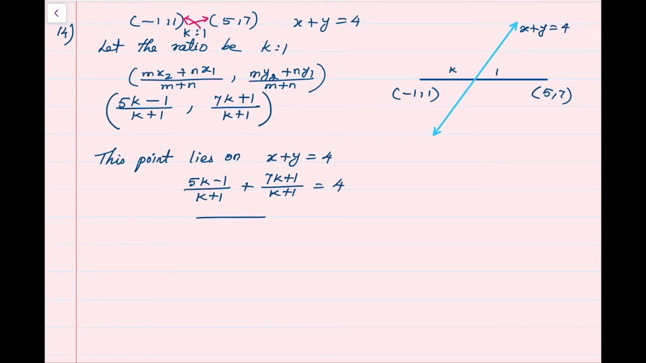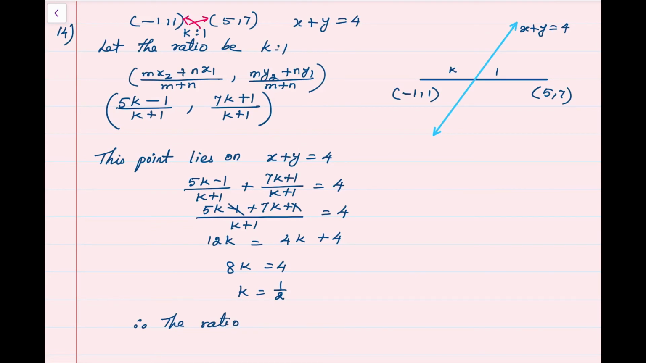We will take LCM k + 1. 5k - 1 + 7k + 1 is equal to 4k + 4. 12k is equal to 4k + 4. 8k is 4. Therefore, k is half. Therefore, the ratio is half is to 1, which is 1 is to 2.